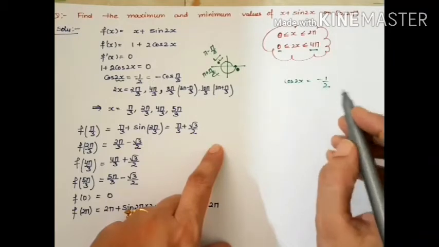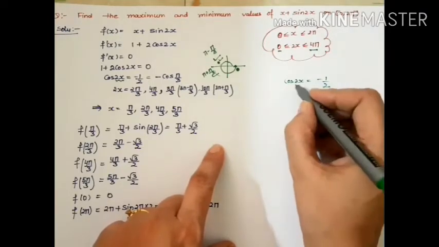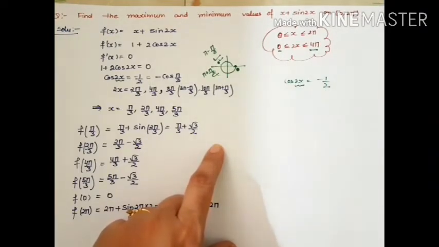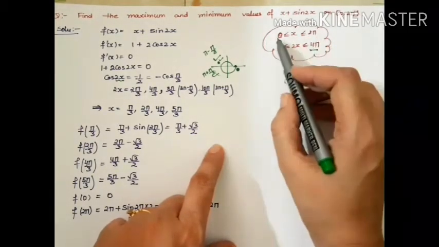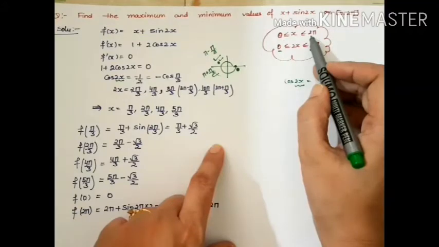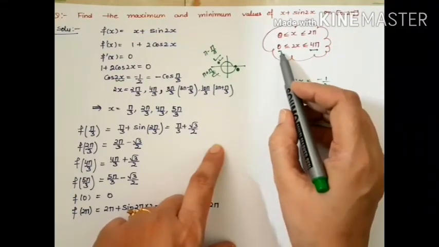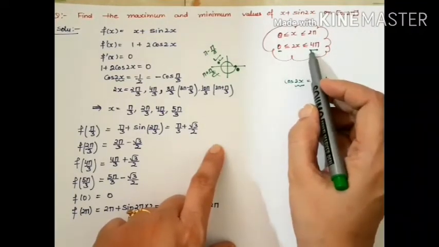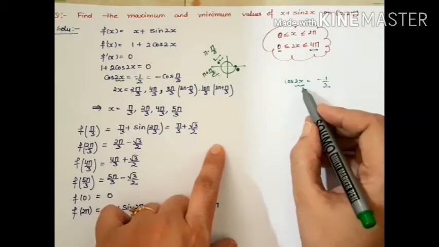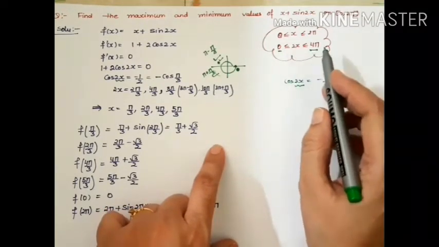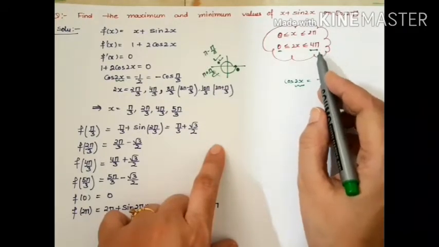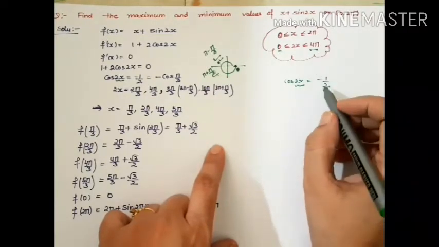And how can I do that? For this, first of all, I should know what the range for 2x is when x belongs to 0 to 2 pi. So simply multiply this whole inequality by 2. The range for 2x I am getting is 0 to 4 pi. So for this particular equation, I will consider all those angles which lie between 0 and 4 pi. Let us see how we can do that.